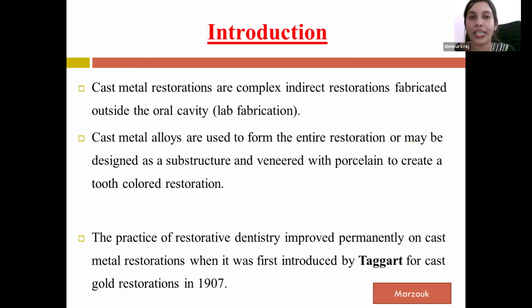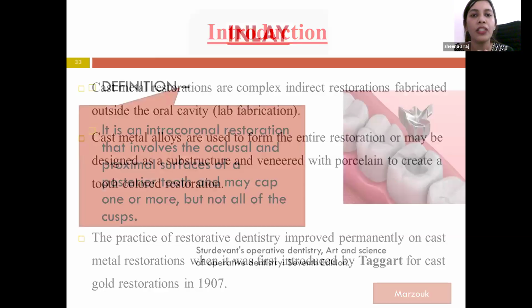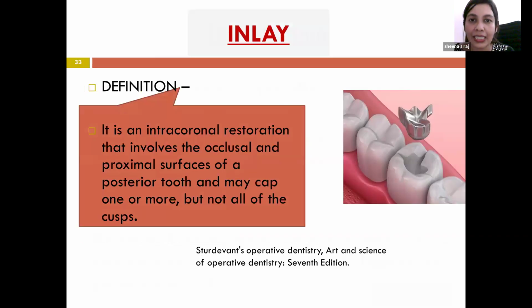Talking about cast restoration, most of the questions might be about inlays. The question will be like inlay, or have a note on the cast metal restoration. We know that cast metal restoration is fabricated outside the oral cavity, that is, in a lab setup, right? Cast metal alloys are used for the entire restoration or may be designed as a substructure and veneered with porcelain. Taggart was the person who introduced the cast gold restoration in 1907. That is the introduction, which you have to write when an essay is asked.